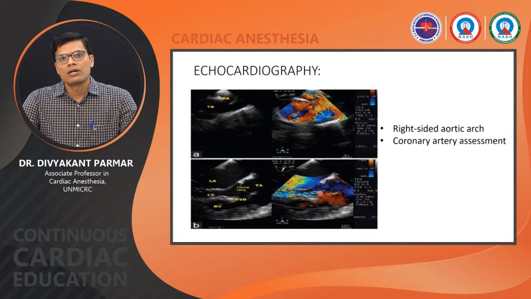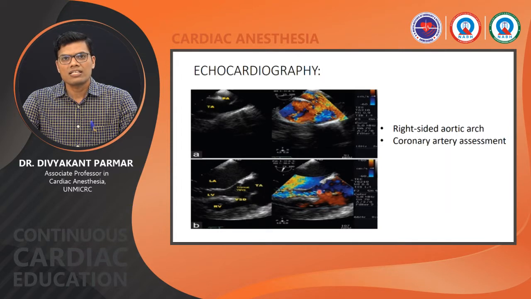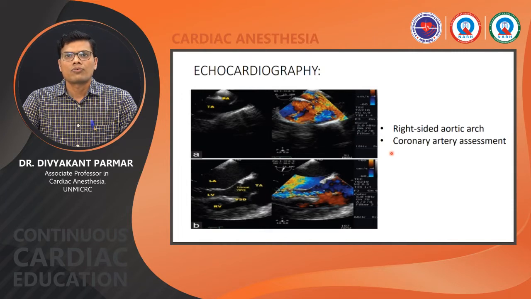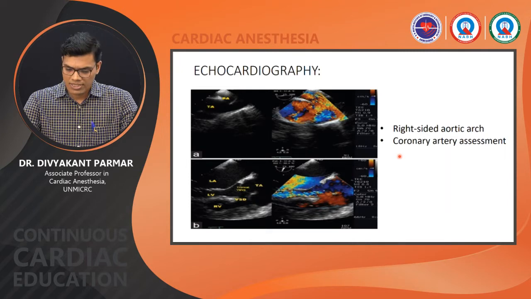On color Doppler examination, we can see this truncal valve regurgitation, and there are also some signals of truncal stenosis, which occur due to the overflow of blood, but the valve is not truly stenotic. So look for the number of cusps in the truncal valve, assess the coronary artery pattern, and also look for the right sided aortic arch, which is present in 30% of cases.